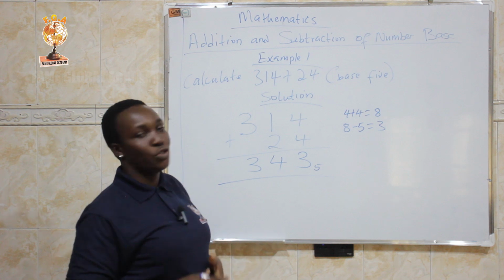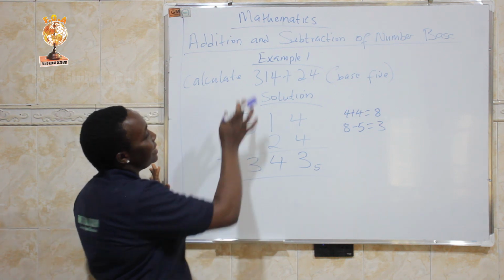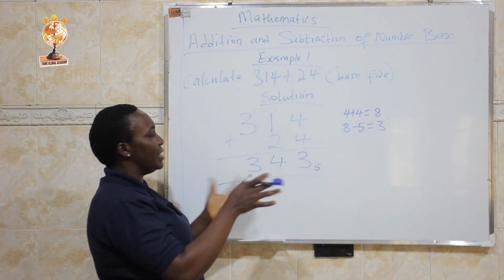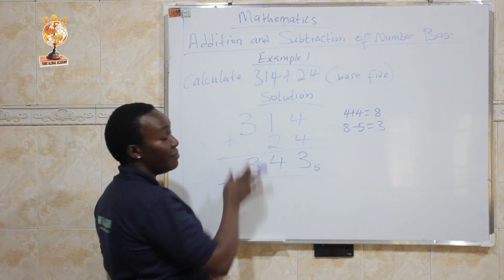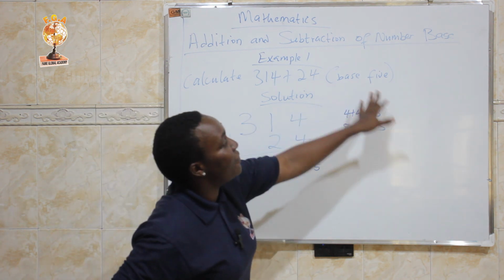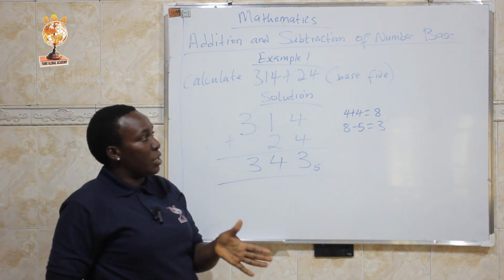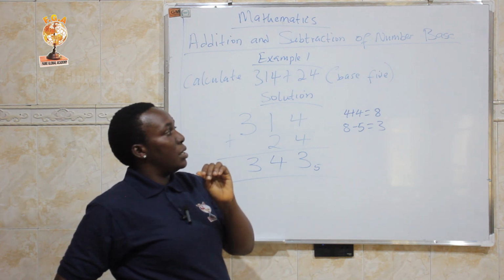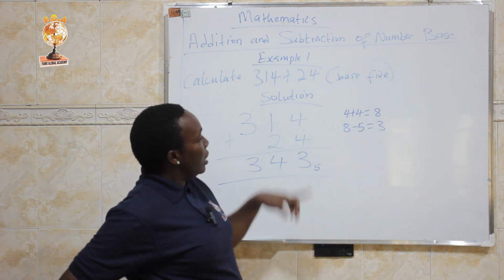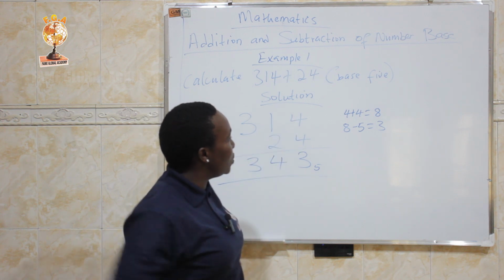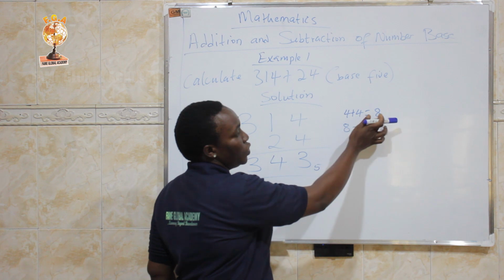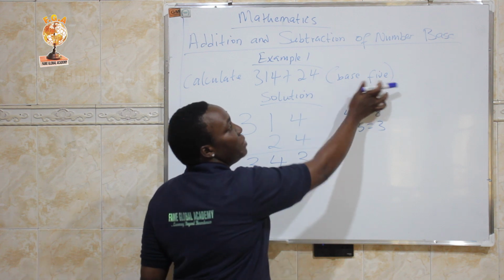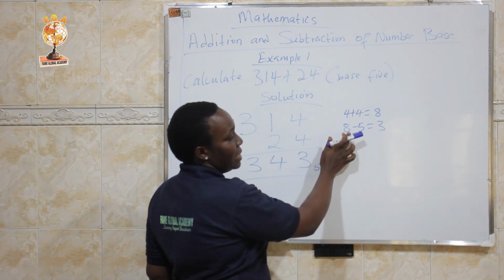So let me just go through it one more time. We are adding 314 plus 24 in base 5. Assuming it's normal addition, you would just have your 8, your 3, and your 3. But no, we are working in base 5, so it's not like normal addition. If you are working in any base, your answer must not be more than the base. Here the first two numbers are 4 plus 4, which is 8. 8 is bigger than the base you are working with, so you have to subtract the base from that 8. And that's what we did here.